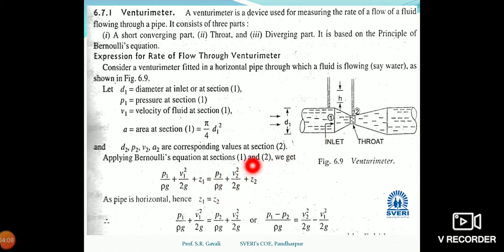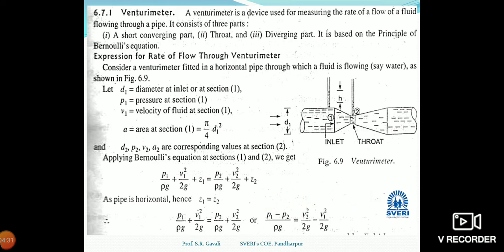Therefore, Z1 and Z2 get cancelled, and applying Bernoulli's theorem for section 1 and section 2, it becomes P1 upon rho g plus V1 square upon 2g is equal to P2 upon rho g plus V2 square upon 2g. This implies P1 minus P2 upon rho g is equal to V2 square minus V1 square divided by 2g.